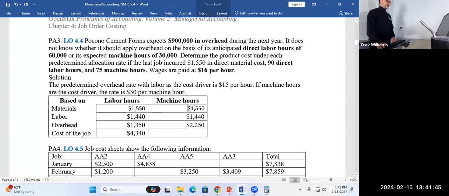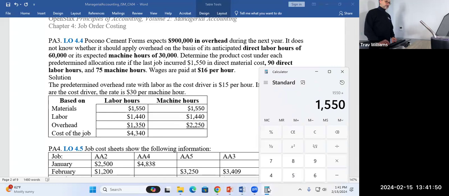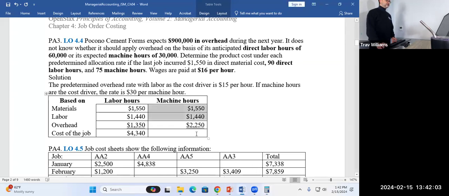And then again, our material and labor costs stay the same. And now we have calculated the overhead based on machine hours. We got 2,250. And so now 5,240. Does that look right? Okay. So we see that in this case, using machine hours does result in a higher overhead cost and a higher total cost. So we are done with the problem, but what do you think?